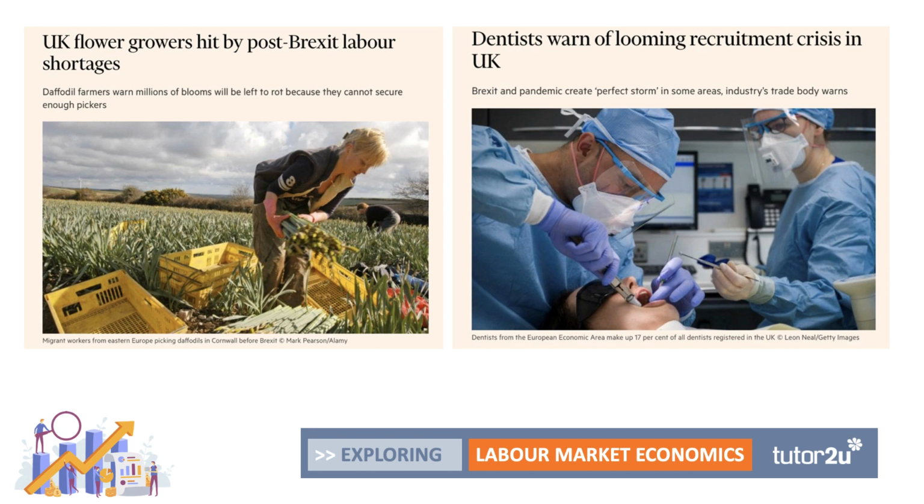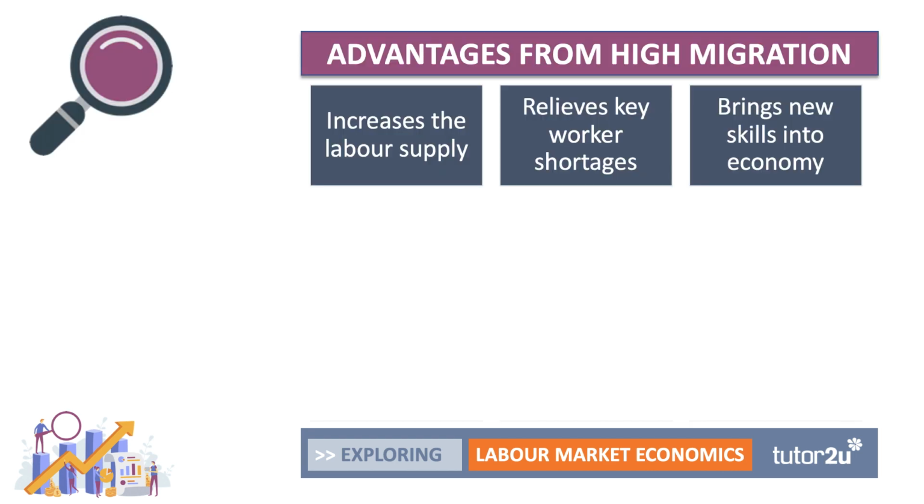Dentists from the European Economic Area, I think, make up something like 1 in 5 of all registered dentists. In some parts of the UK, up to 30% of NHS dentists working for the NHS come from countries such as Poland, Spain and Romania. So clearly some quite big issues coming up.